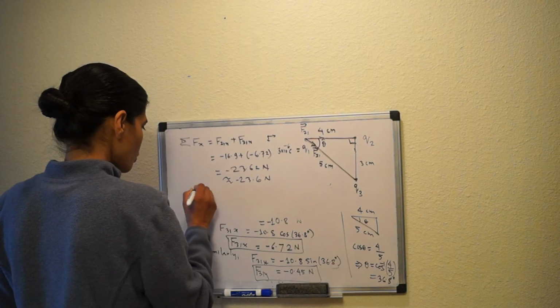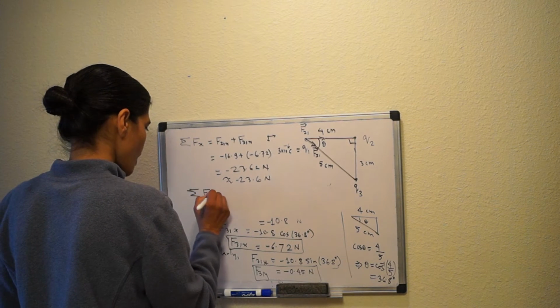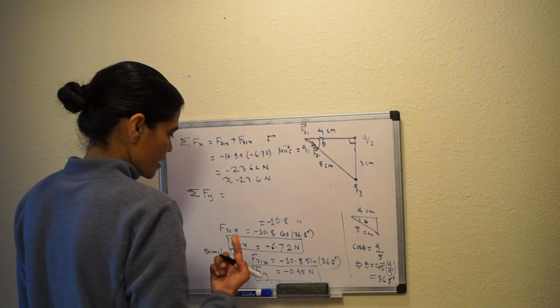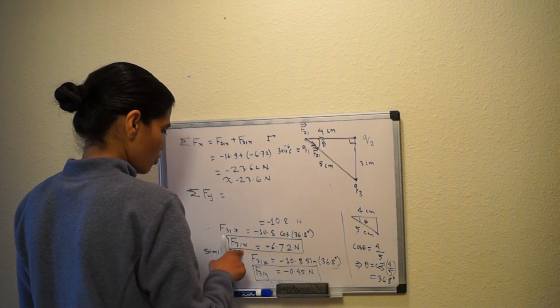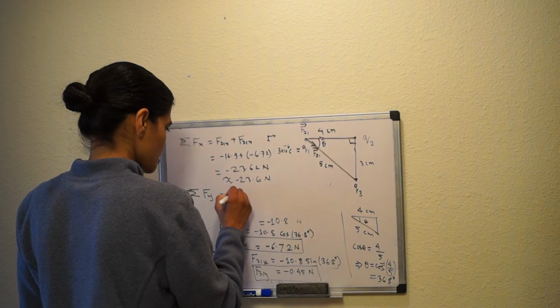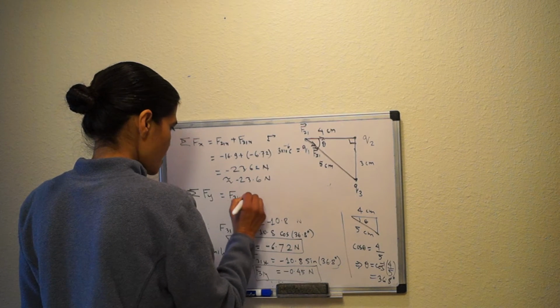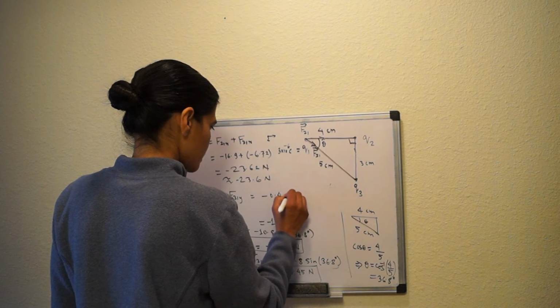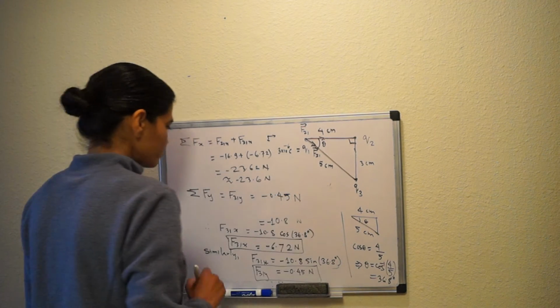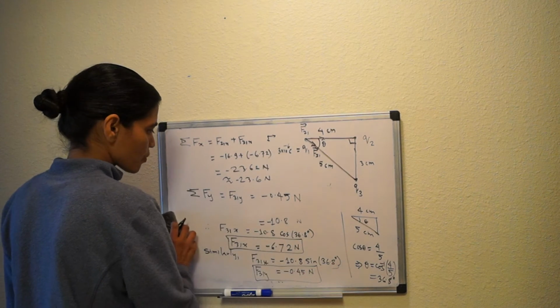So along y, we have only one y component, which is basically F31y, right? So this is just F31y, and this turned out to be minus 0.45 Newton. Okay, so you see, these are the forces we have.